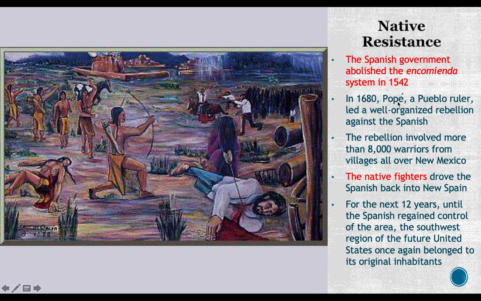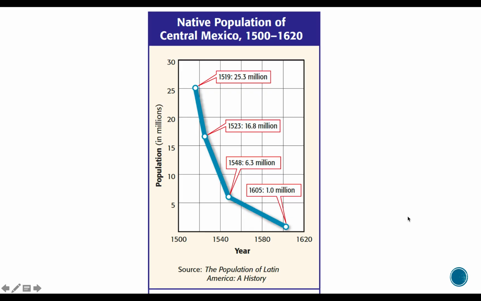In 1680, this Pueblo ruler, who was from a Native American tribe in the southwestern region of America, led a well-organized rebellion against the Spanish. The rebellion involved more than 8,000 warriors from villages all over New Mexico. And the native fighters drove the Spanish back into New Spain. For the next 12 years, until the Spanish regained control of the area, the southwest region of the future United States once again belonged to its original inhabitants, the Native Americans.